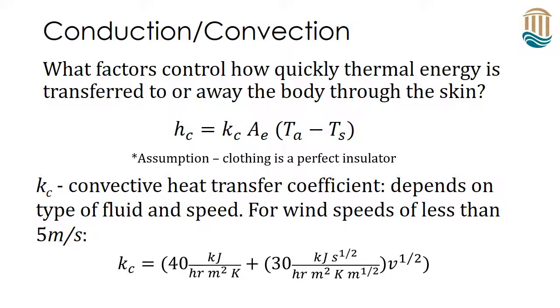Convective heat transfer coefficients have been experimentally determined for a variety of situations. For this course, we're going to stick to the situation of a body exposed to air with a fairly reasonable wind speed. You can use this relationship here to determine it. In it, the velocity of the wind, v, is raised to the 1/2 power and is measured in meters per second. And the units of the coefficient itself are kilojoules per hour meter squared Kelvin.